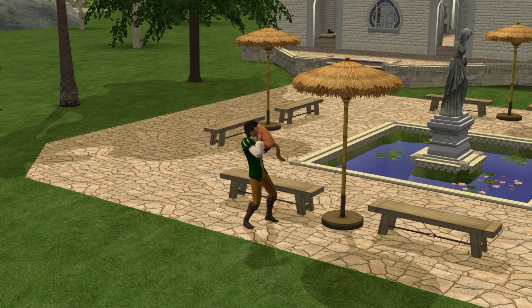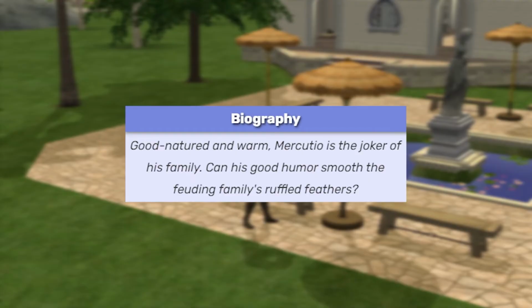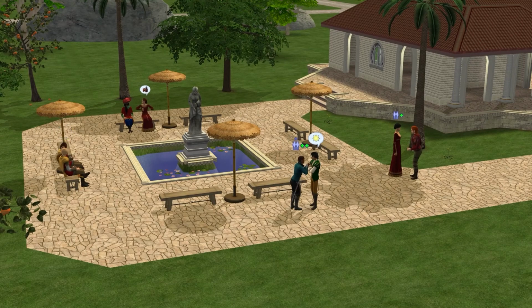In The Sims 2, Mercutio's bio reads, "Good-natured and warm, Mercutio is the joker of his family. Can his good humor smooth the feuding family's ruffled feathers?" This bio doesn't really match Shakespeare's Mercutio character. He is a joker, but he's not really good-natured and warm. Like I said, he's more the tortured soul kind.